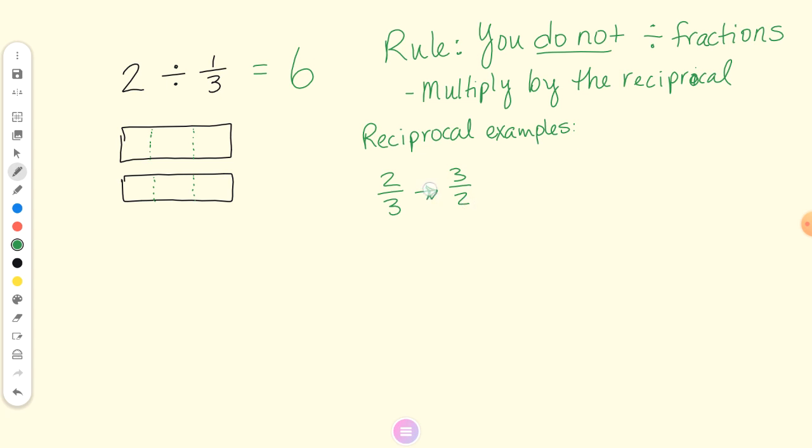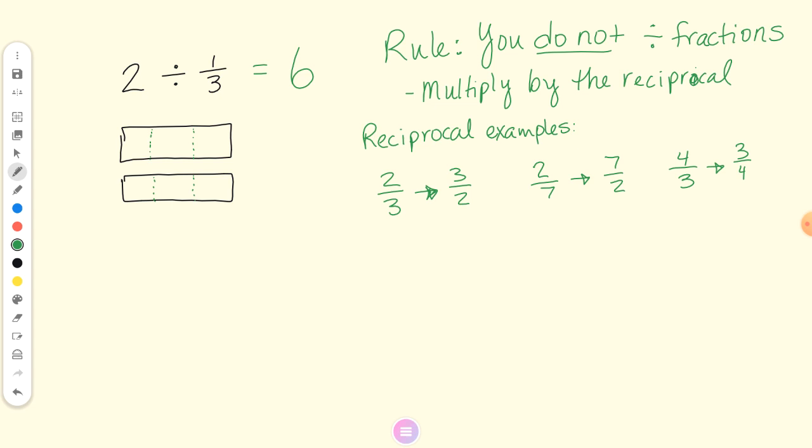Let's do several more. 2/7. Who thinks they know the reciprocal of 2/7? Sadie? 7 halves, good job. Let's do 4/3. Bryson? 3/4, good job. Reciprocal is when you flip the fraction, so Dane was correct. The numerator goes to the denominator and the denominator goes to the numerator, you simply flip it.